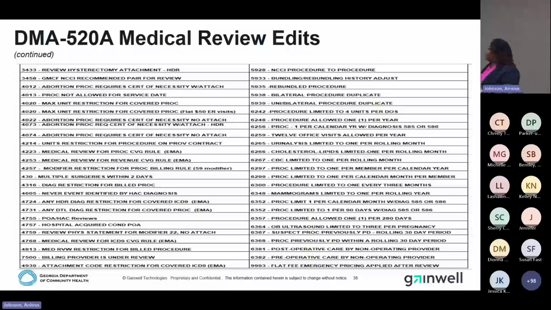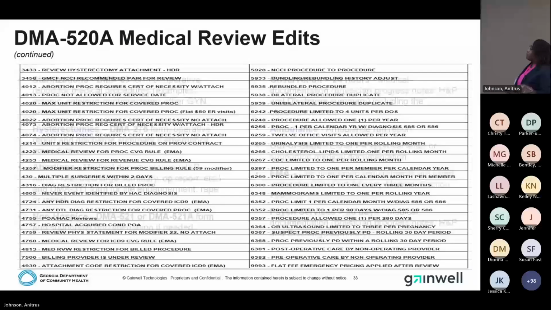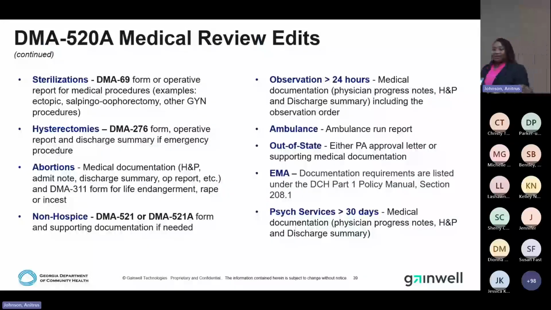All right, and then rebundled procedure is another one that I see a lot. The abortion procedure code requires certification. No attachments, because they do require attachments. All right, so sterilizations, we do know, like most of these are the documents that are needed for the reviews. Most of them require the operative report, as you can see. Sterilizations require DMA 69. Hysterectomies require the DMA 276. The non-hospice, the DMA 521 or 521A. And these forms are on the web portal under provider information and in forms for providers. So you do have access to that as well.